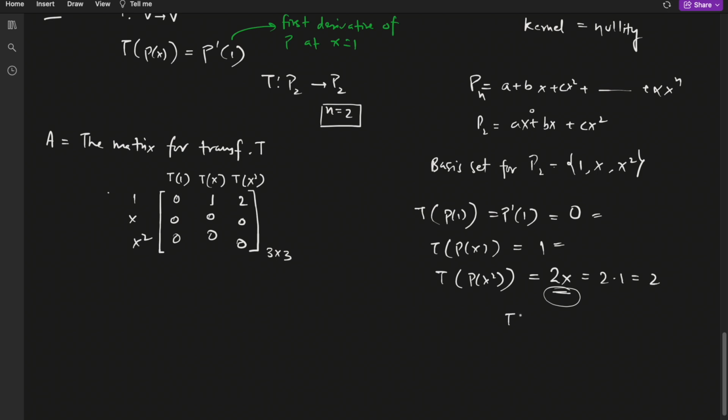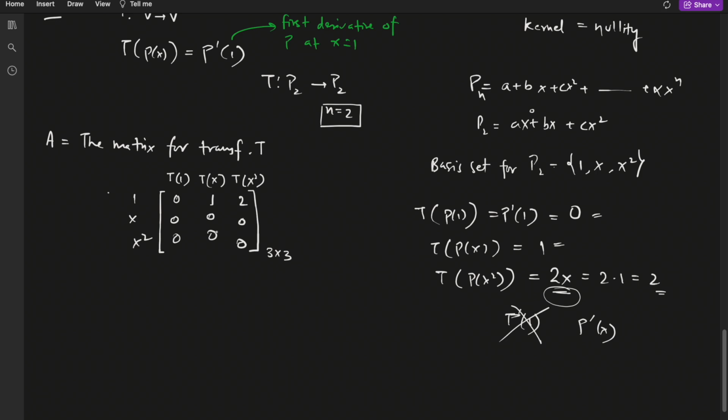If the transformation is not p dash of 1, if it is simply p dash of x, then you will get 2 times x. Then this won't be 2 0 0, it will be 0 2 0, right? But because they are saying that after taking the first derivative we need to put x equal to 1, no matter what basis vector you transform, you will always get a constant, right? So that's why the resulting matrix is this.